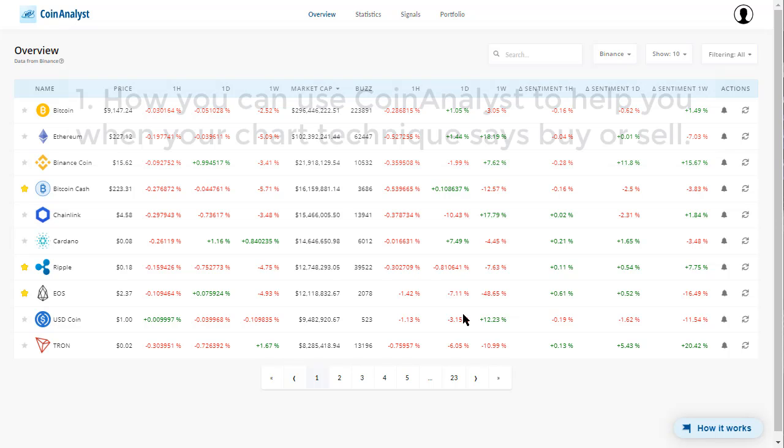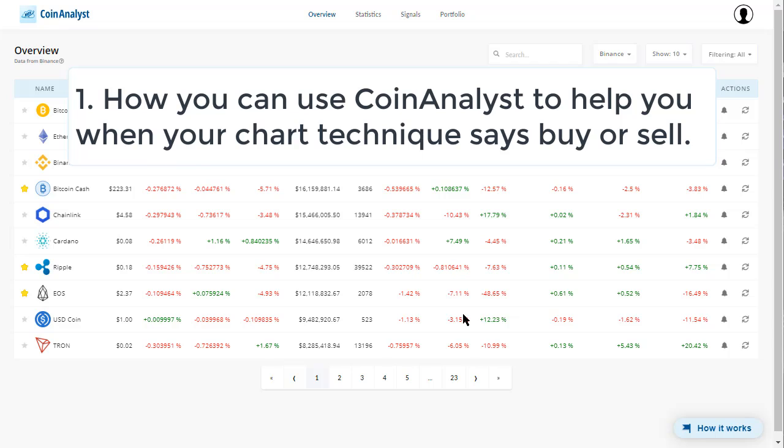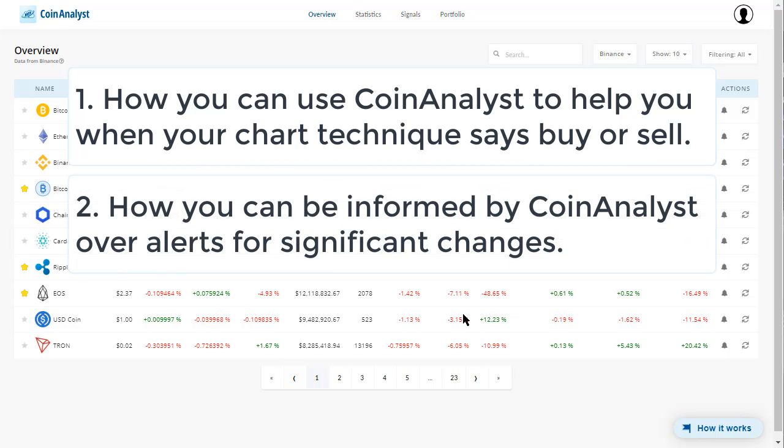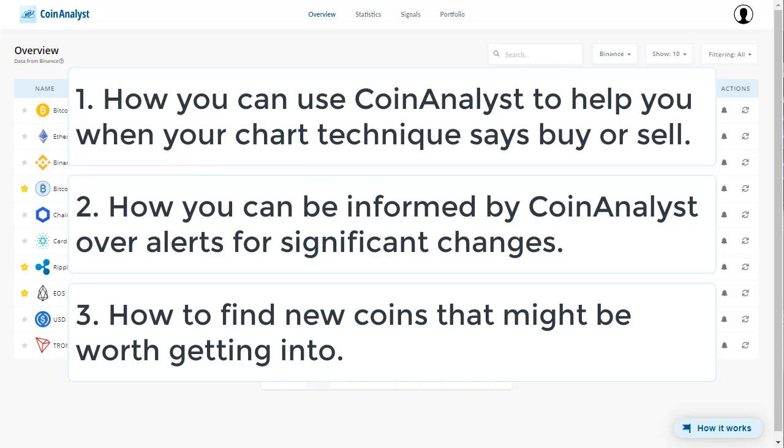In a first step, I will show you how you can use CoinAnalyst to help you when your chart technique says buy or sell, so you can see if the information you get from CoinAnalyst supports your buy or sell, or if it is maybe better to wait. In part 2, I will show you how you can be informed by CoinAnalyst over alerts for significant changes and then use the chart technique to decide whether it's worth buying or selling. And in the last step, I will show you how to find new coins that might be worth getting into. So let's start with the first step.